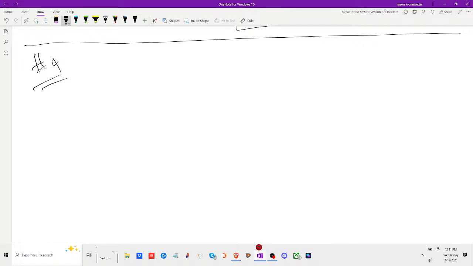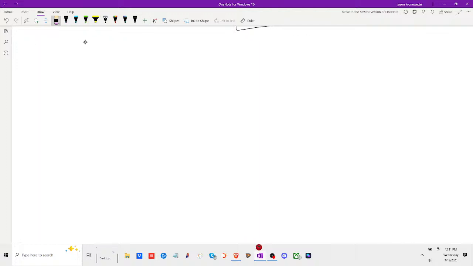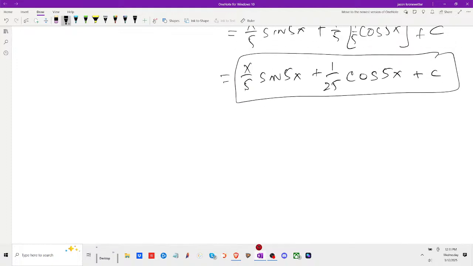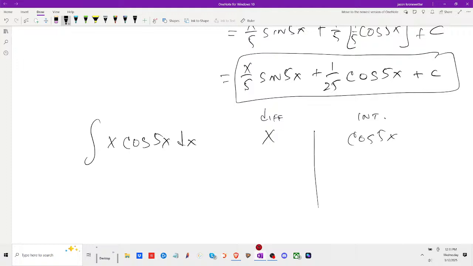Okay, number 4. Well, maybe I want to do that other one with the shortcut. I think I do. So let me just do the shortcut for that one. All right, so the integral was the integral of x cosine of 5x dx. What I'm going to do is put x here, and that's my differentiation side, and then put cosine 5x here, and that's my integration side.